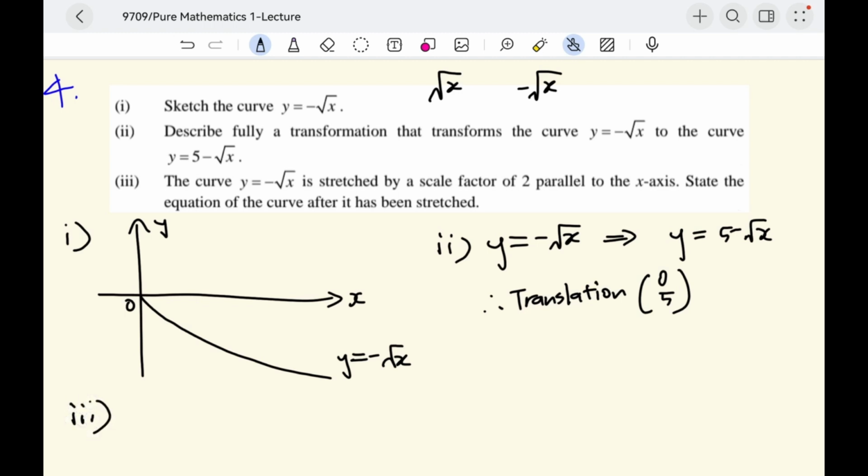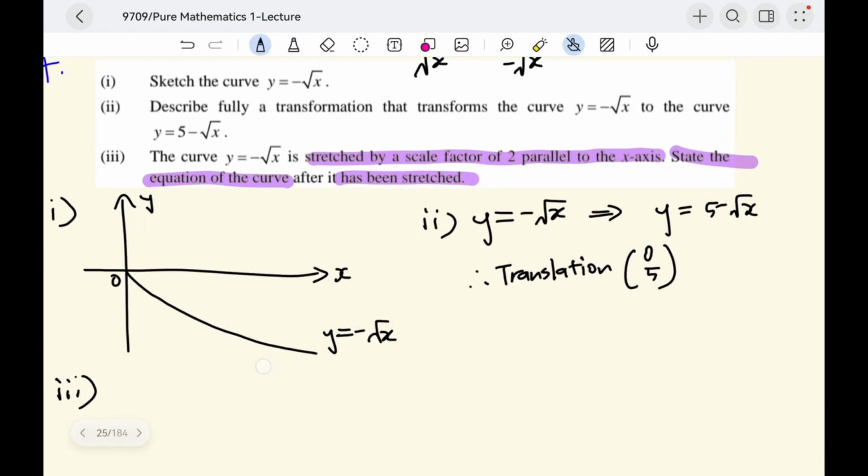The curve y equals negative square root of x is stretched by a scale factor of 2, parallel to the x-axis. Okay, stretch parallel to the x-axis with a scale factor of 2. State the equation of the new curve after it has been stretched. Okay, you can see that this part transforms the curve through stretch parallel to the x-axis, with a scale factor of 2.